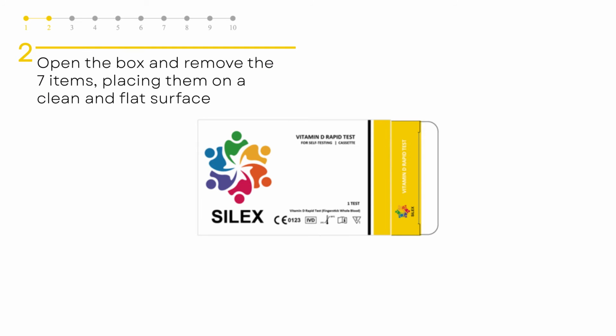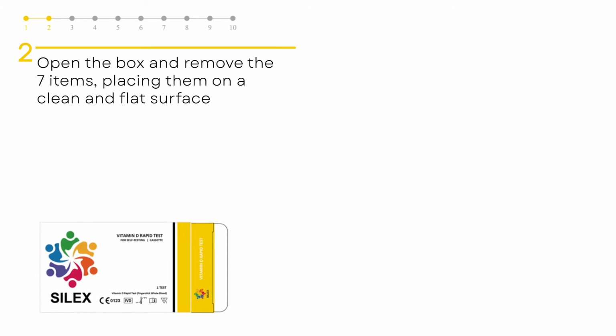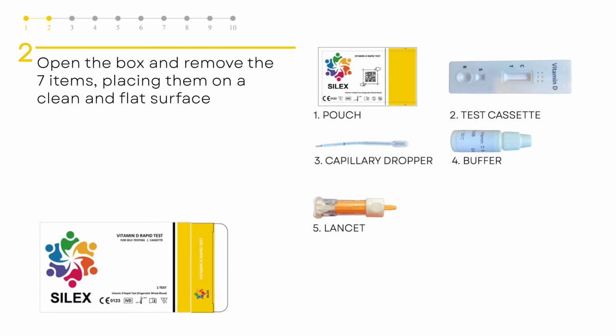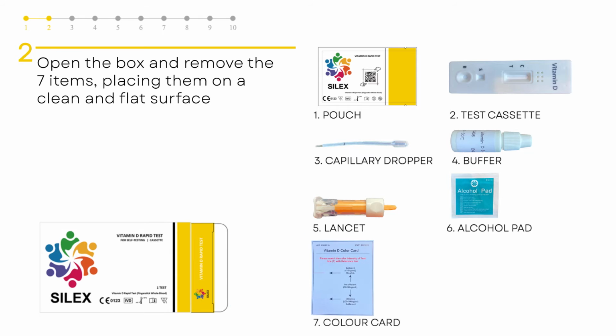Open the box and remove the following 7 items, placing them on a clean and flat surface. The pouch, open the pouch and remove the test cassette, capillary dropper, buffer, lancet, alcohol pad, colour card.